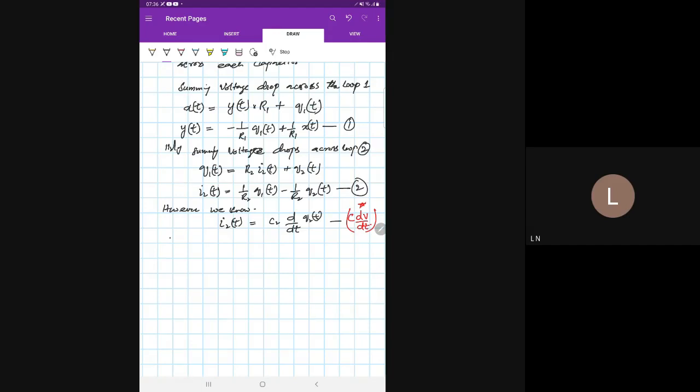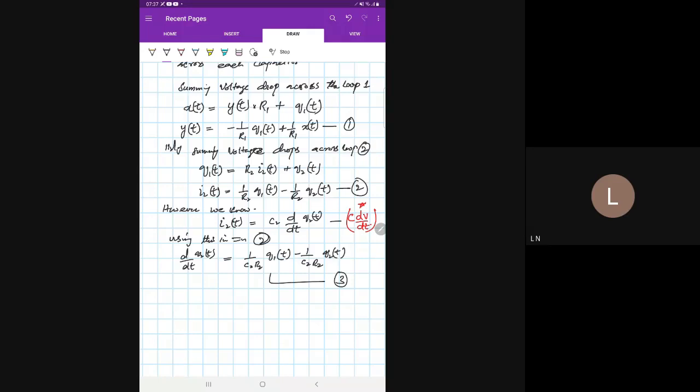Using this in equation 2, we will have d by dt of Q2 of t is equal to 1 by C2 R2 Q1 of t minus 1 by C2 R2 Q2 of t. So let this be called equation 3.